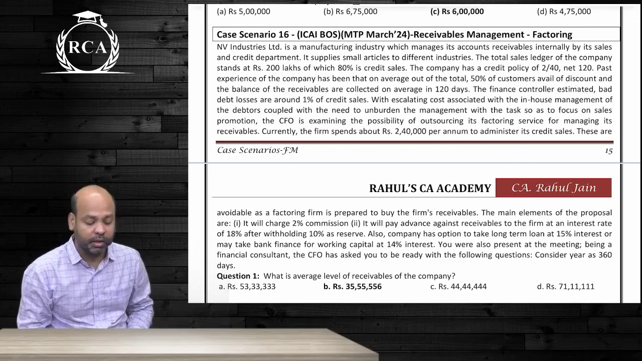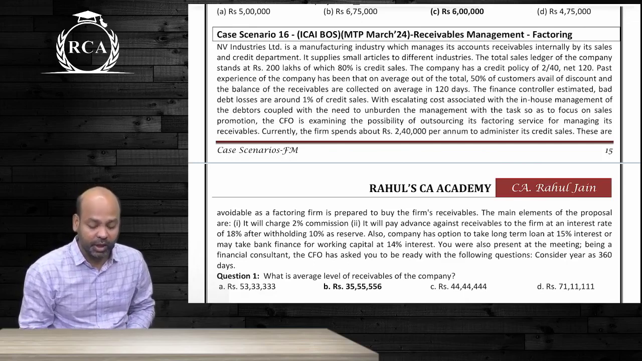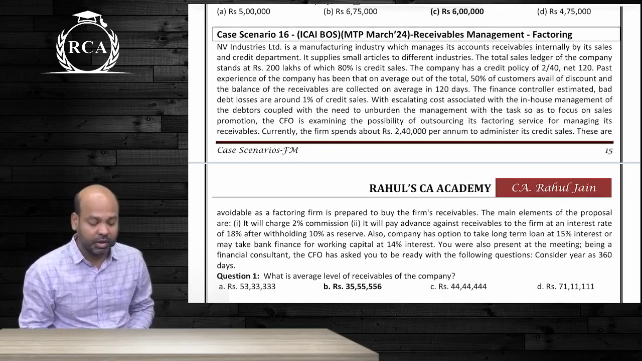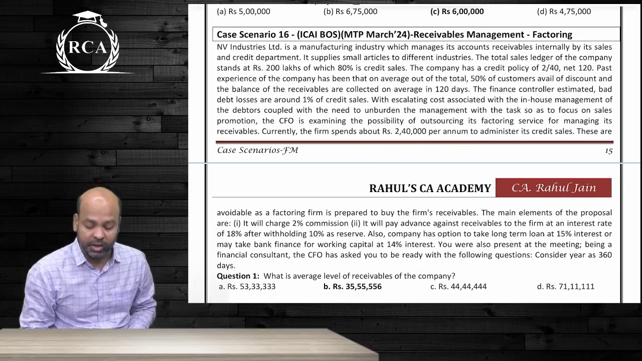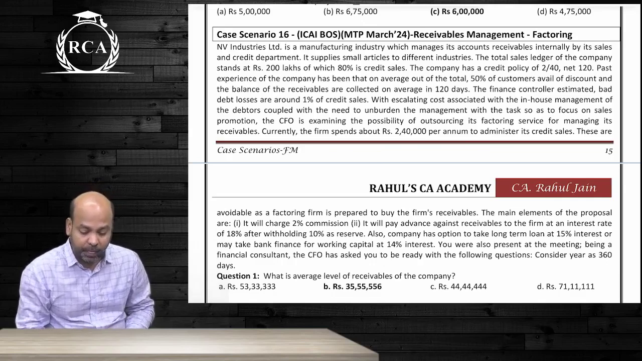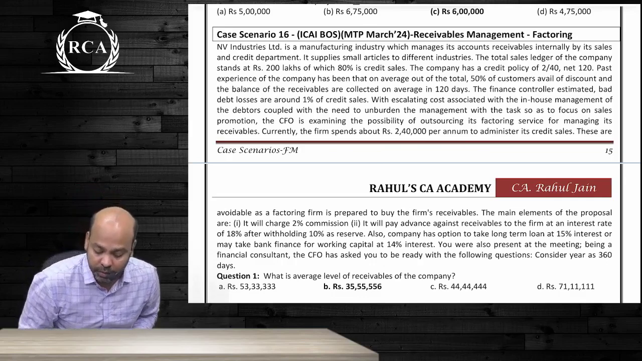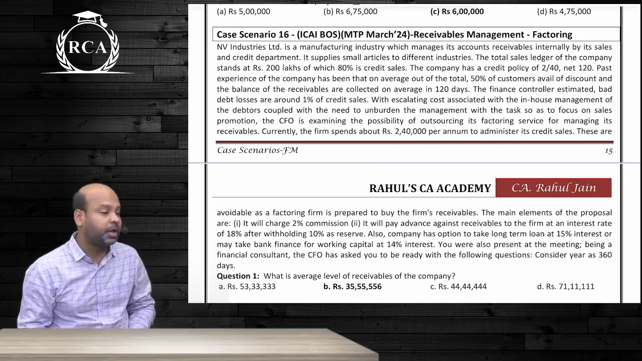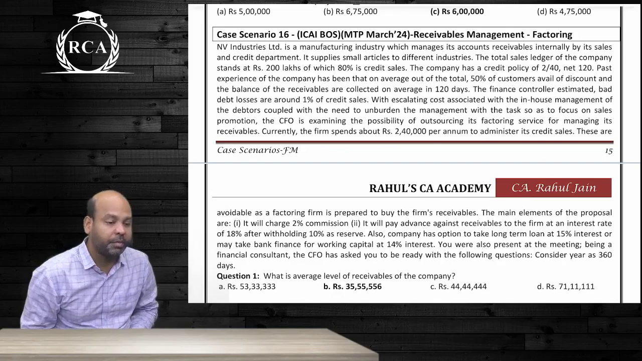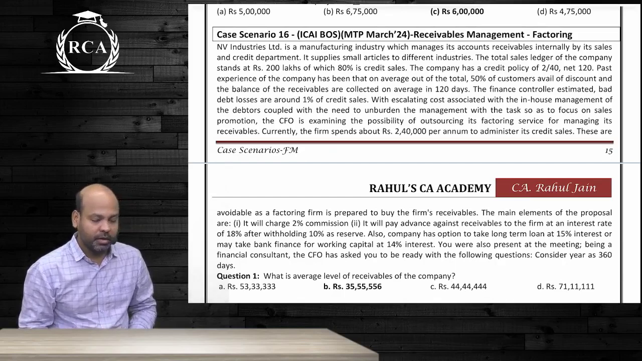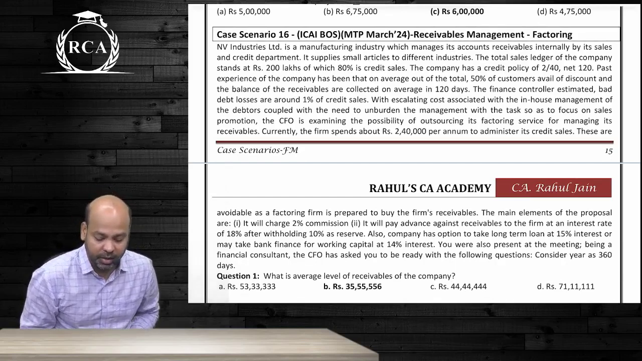Past experience of the company has been that on an average, 50% customers avail of discount and the balance of the receivables are collected on an average, guys, in 120 days. So 50% pay in 40 days and the balance 50% pay in 120 days. What will be your average collection period? 50% of 40 plus 50% of 120. Understood? Average collection period, beta, will be 80 days.